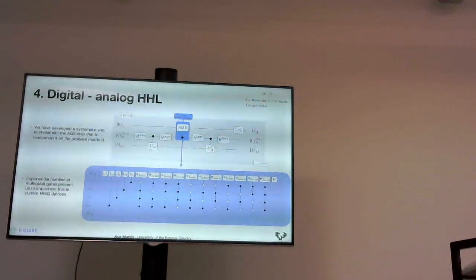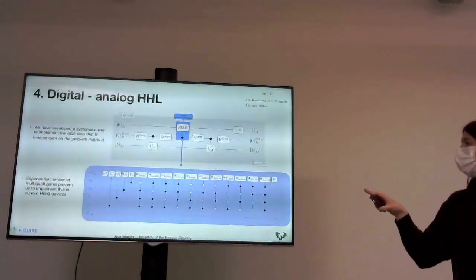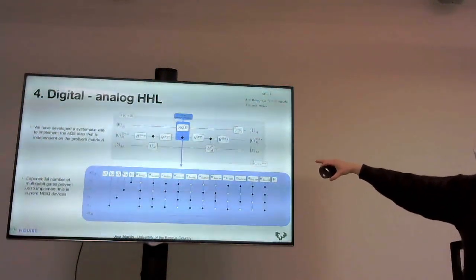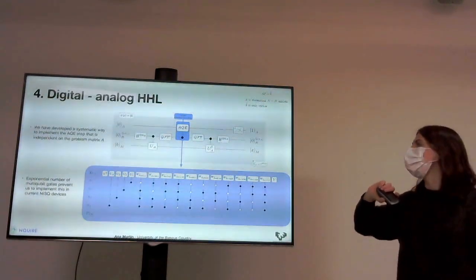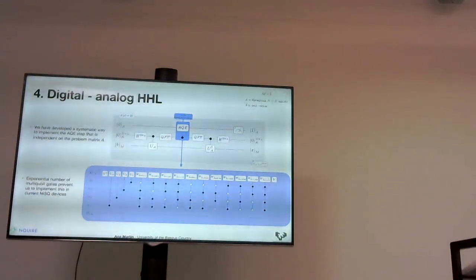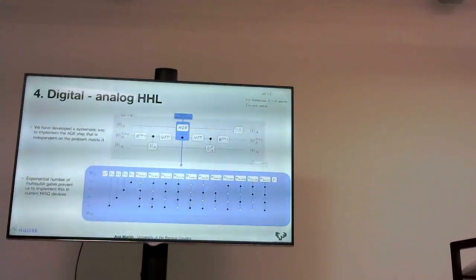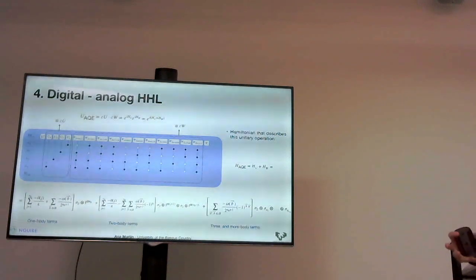First, we have developed a systematic way to digitally implement this part of the algorithm, and this can be done for any kind of problem matrix A. We don't have any previous information of this matrix. As you can see, there is an exponential number of multi-qubit gates that prevent us from implementing this using current devices. So what we have done is to analyze how the unitary of this process is expressed.